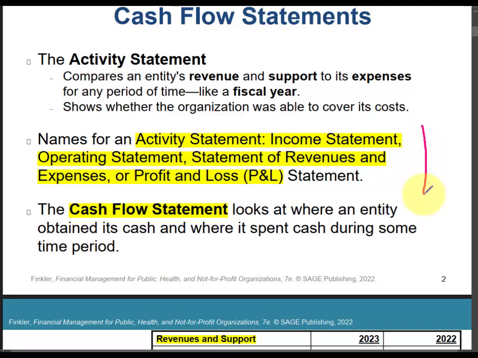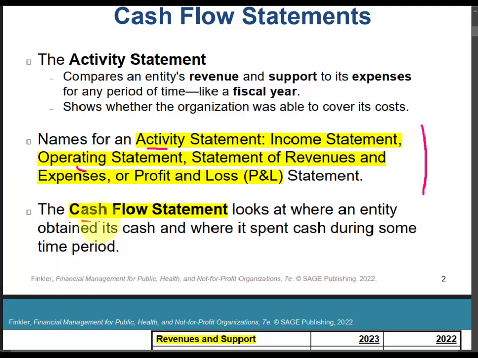Now, as I mentioned, the income statement goes by a number of different names. It might be called activity statement, operating statement, statement of revenues and expenses, or profit and loss. They're all talking about the same thing. Basically, this shows how much money you made and where you spent it, and winds up with your profit, or you might also call it a surplus if you are not-for-profit or a government agency.